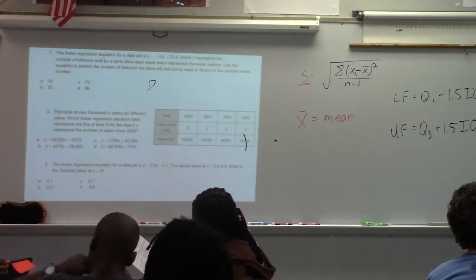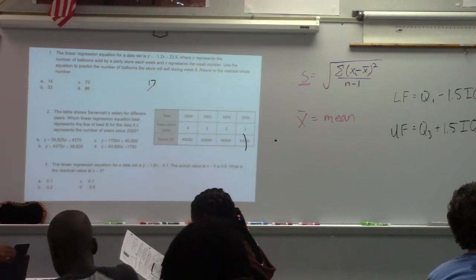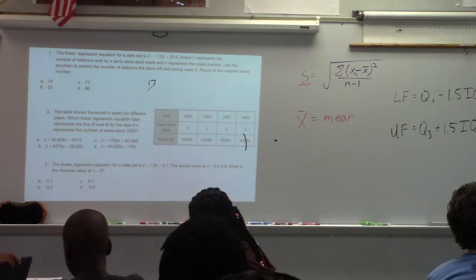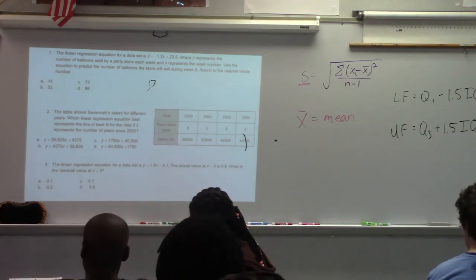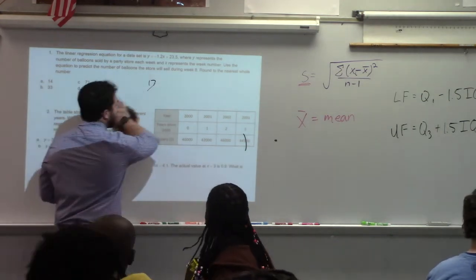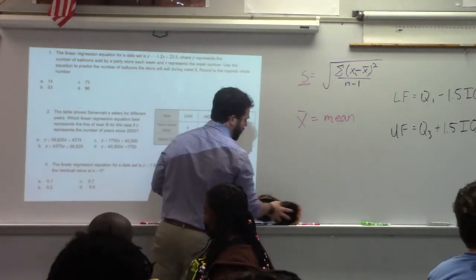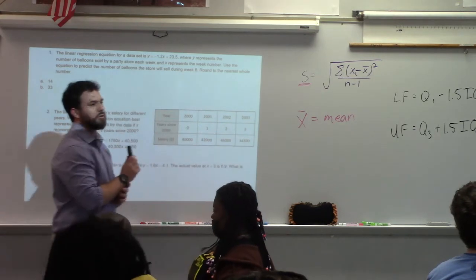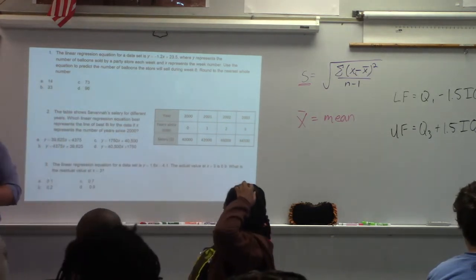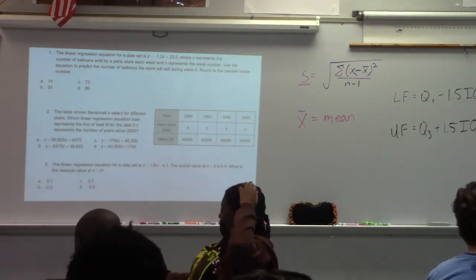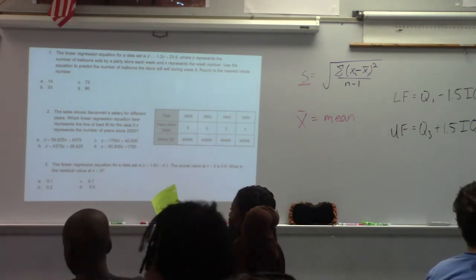So let's look now at this test, the one I just passed back, the scatter plot test. This one's going to be shorter, and we're going to have to move quicker because we only have about 15 minutes to answer questions. A lot of this is multiple choice. A lot of your 9 weeks test from this set of data or this information will be multiple choice as well.